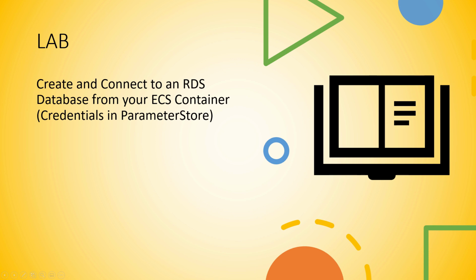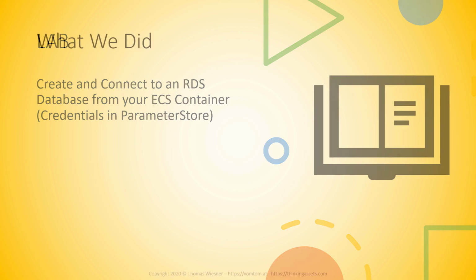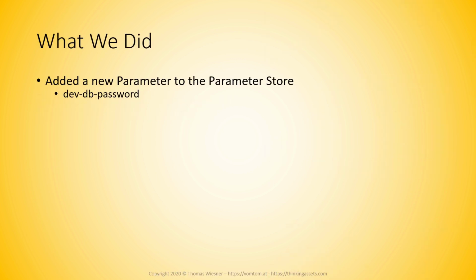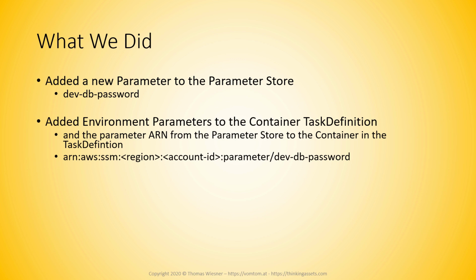Welcome back from the lab, and now you have your RDS database connected to your ECS container via the password being in the parameter store and being fetched on container launch. So here's what we did. First, we added a new parameter to the Systems Manager parameter store, and we call this DevDB password. Then we changed the task definition, we created a new revision, and we added the parameter as an ARN, and we said value from, and the ARN has this format.